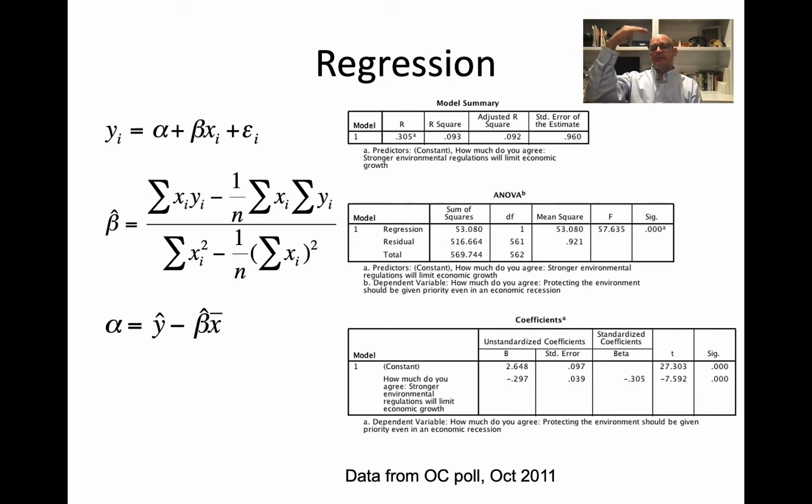Our prediction is going to be that 2.6, the average score is 2.6, and protecting the environment should be given a priority. What does that mean? Well, we'd have to go back into the data and look at what the average range of scores were.